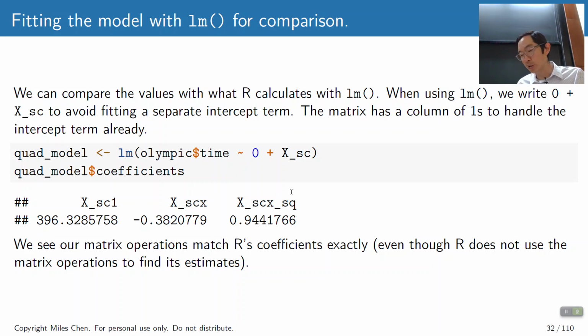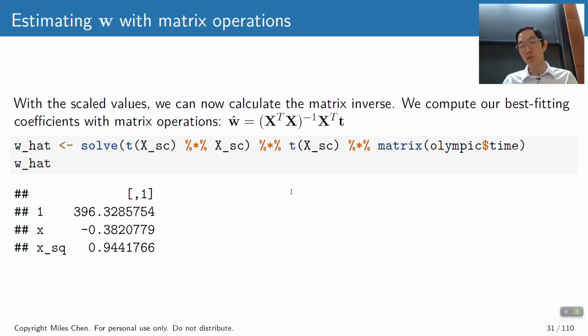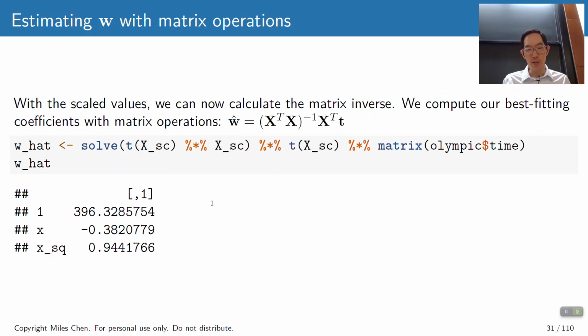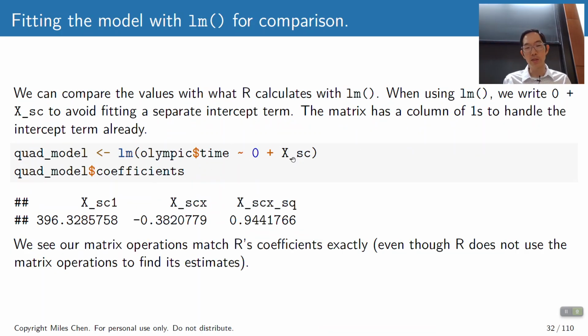And so if I were to ask R to fit a linear model using lm, it doesn't do this matrix operation. So we can do X transpose X inverse X transpose T, but when you ask R to use lm, it actually doesn't do the operation. It does something entirely different. I'm not entirely sure what it does under the hood, but it gets the exact same values that we got, okay? And so again, this is just fitting my scaled matrix, not the original matrix, okay?